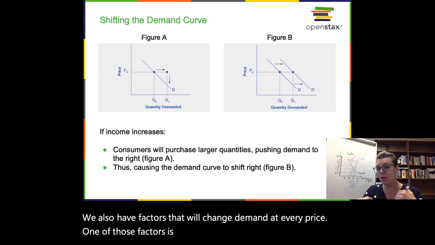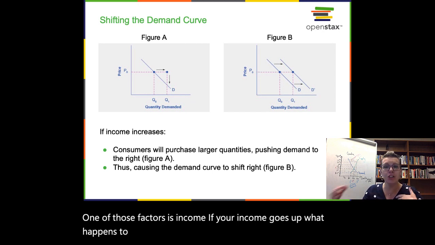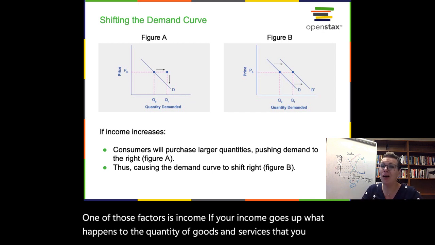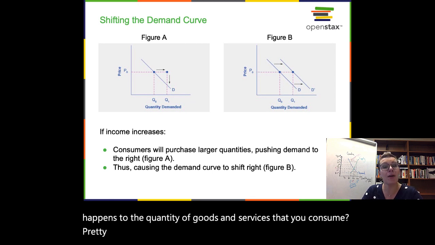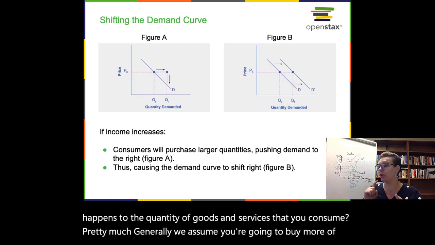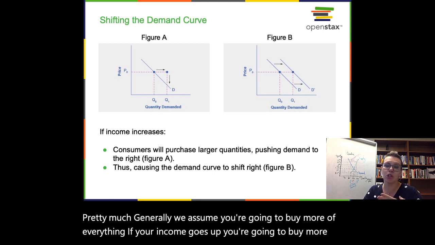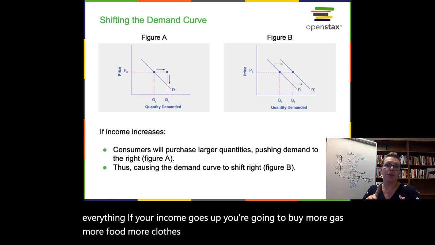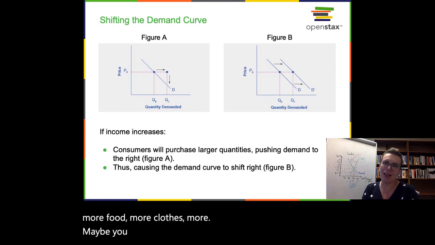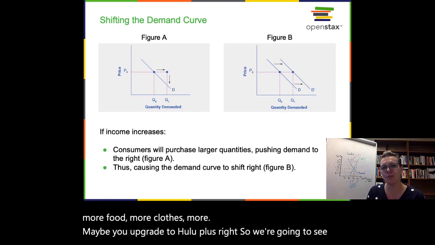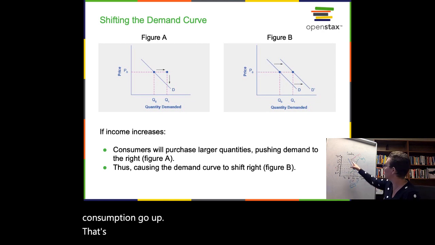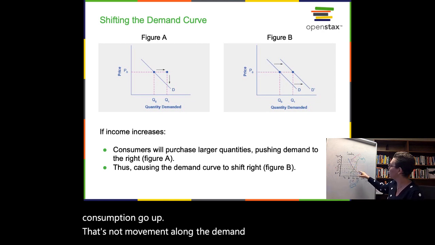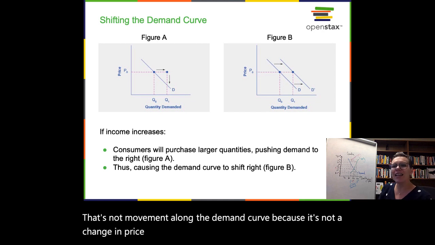If your income goes up, what happens to the quantity of goods and services that you consume? Pretty much generally, we assume you're going to buy more of everything. If your income goes up, you're going to buy more gas, more food, more clothes, maybe you upgrade to Hulu Plus, right? So we're going to see consumption go up. That's not movement along the demand curve because it's not a change in price. Instead, it's a shift in the demand curve.